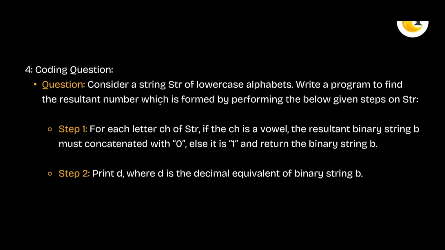Now, this is the last question that I have for this video. It says that consider a string str of lowercase alphabets. Write a program to find the resultant, which is obtained by performing the below given steps. Okay, so the first one is for each letter ch in str. If ch is a vowel, the resultant binary string b must be concatenated with 0, else it is 1. So for vowels it is 0, for consonants it's 1. Okay, now print d, where d is the decimal equivalent of the binary b.